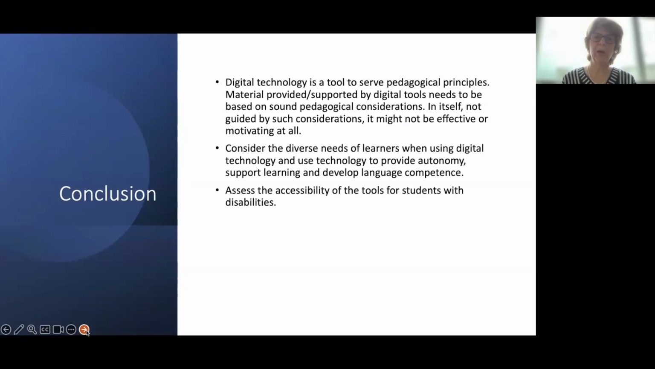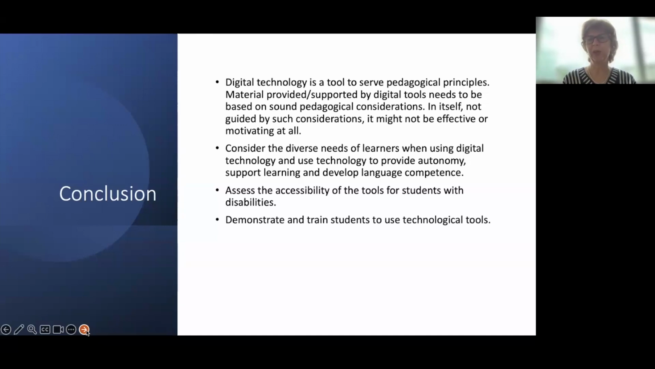Access to the accessibility of the tools for students with disabilities should also be a key consideration. And when we choose digital tools, it is really important that we assess how accessible they are to people who might have disabilities, and we don't exclude these students from using these tools.